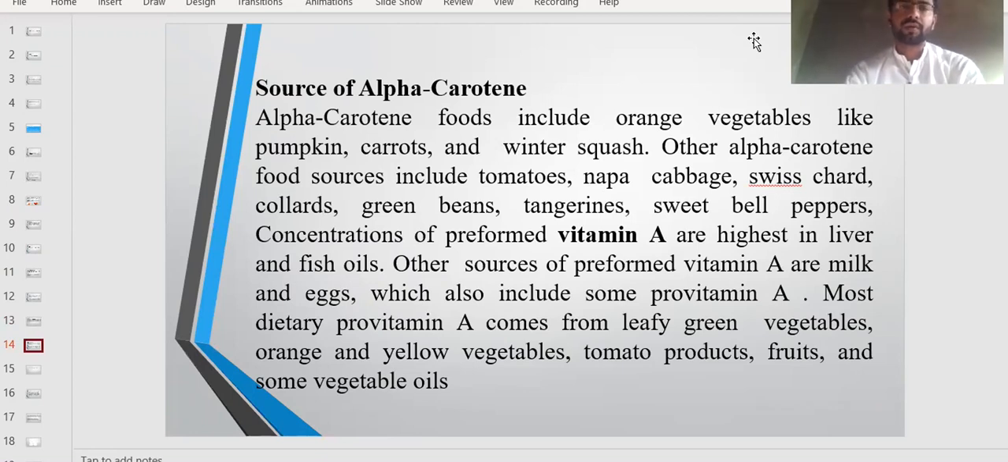The sources of alpha carotene include orange vegetables like pumpkin, carrot, and winter squash.